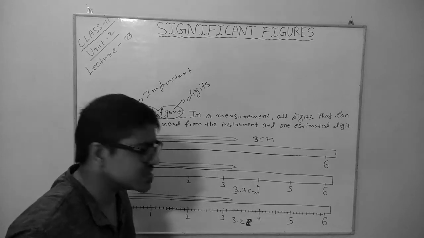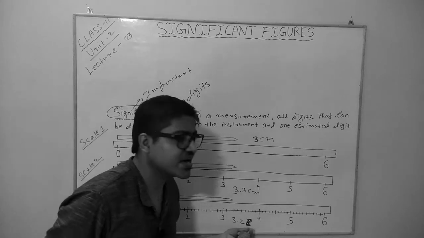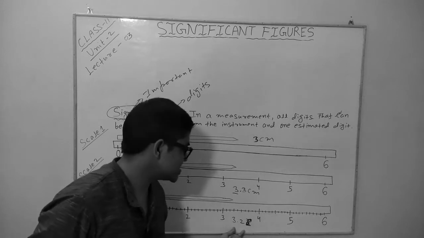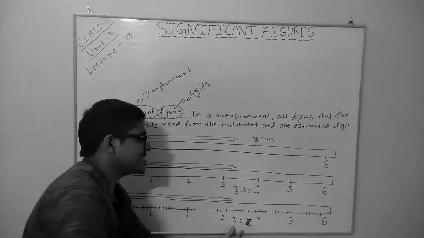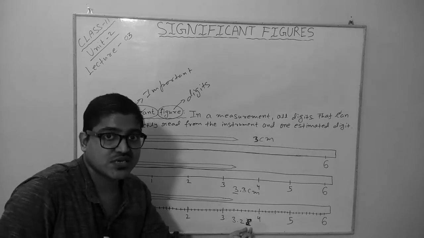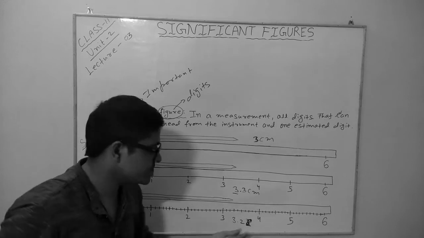I could have estimated it as 3.27, 3.29, even 3.24, 3.25. 3.2 cannot change because this is something the scale is clearly showing me. The third digit that is coming from my estimation may change because it completely depends upon my estimation.